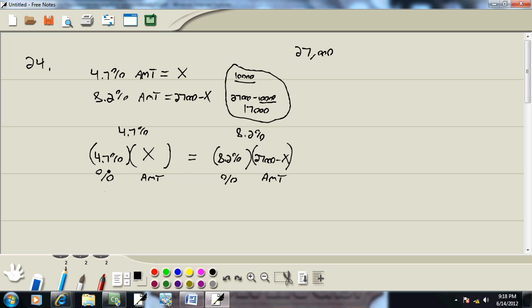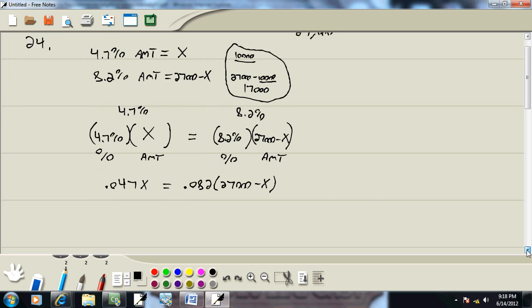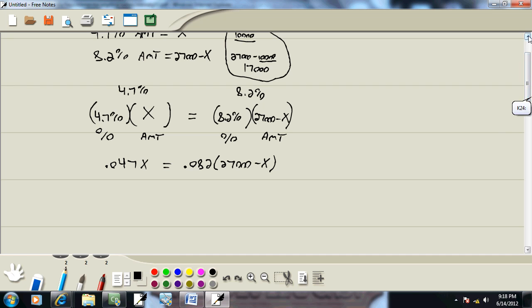Now, if I change that to decimal form, 4.7% would be 0.047 times X equals 0.082 times 27,000 minus X. Now, I could move my decimals if I wanted to, but I'll try to fumble around with decimals. I'm not very good at decimals, but this is a linear equation. First step, get rid of parentheses. So I'm going to take the 0.082 times 27,000 and times negative X.